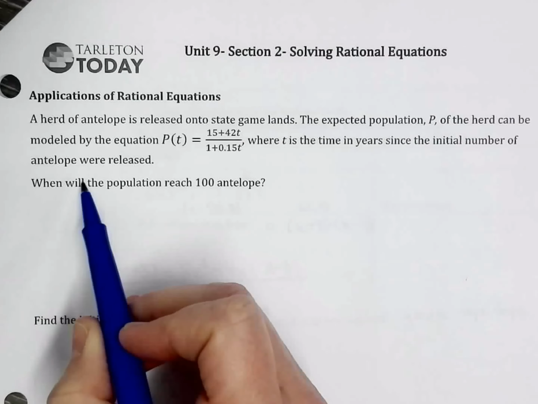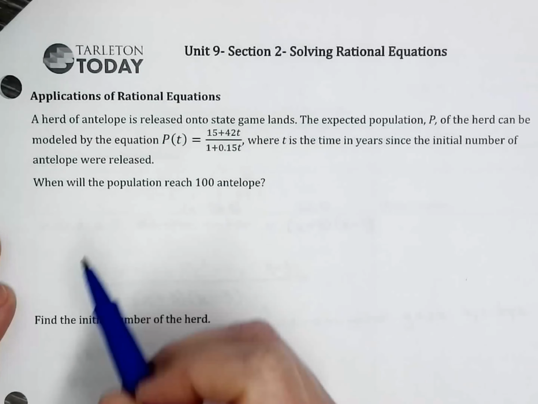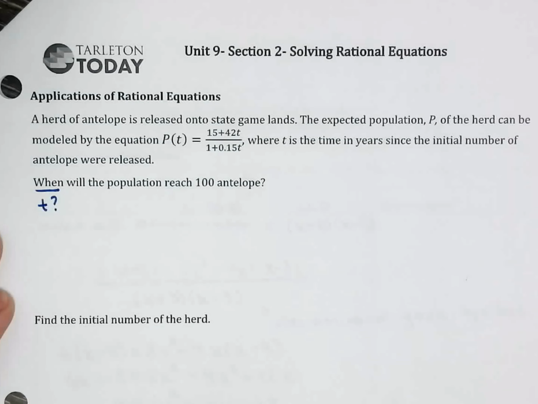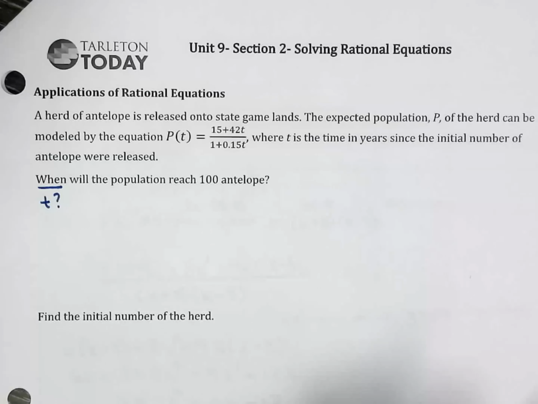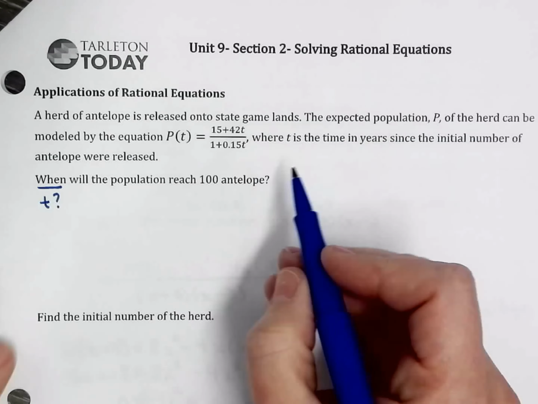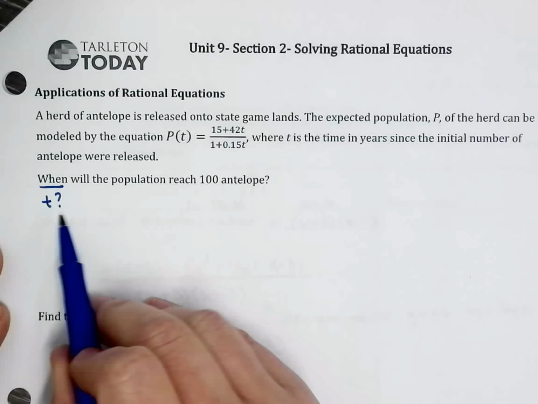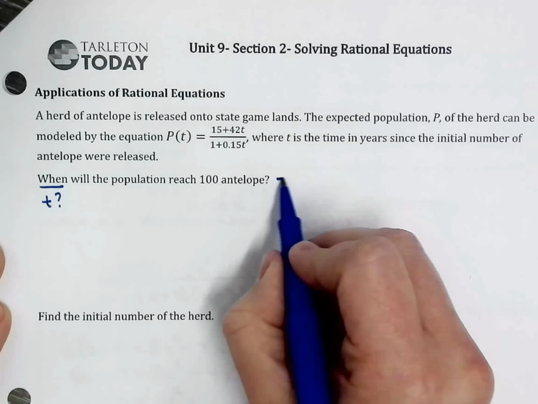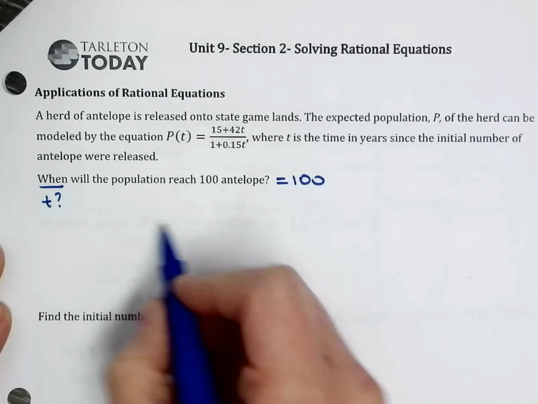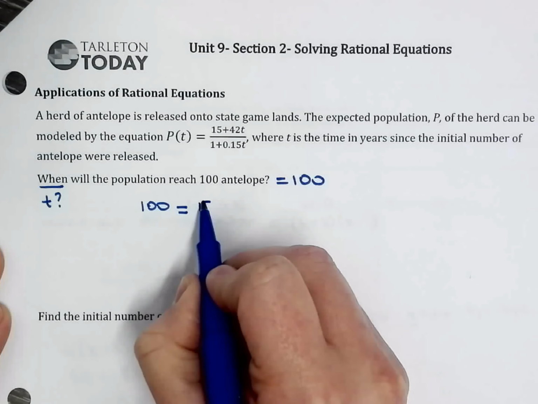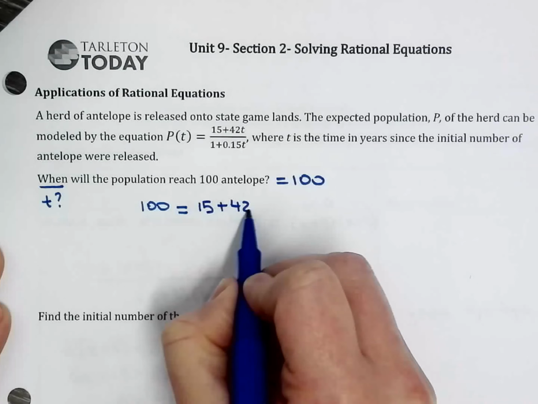Since the initial number of antelope were released, when, it's asking us t, would the population reach 100 antelopes? So we're looking for t where that equation equals 100. Here's how you set it up: 100 equals the equation they gave us.